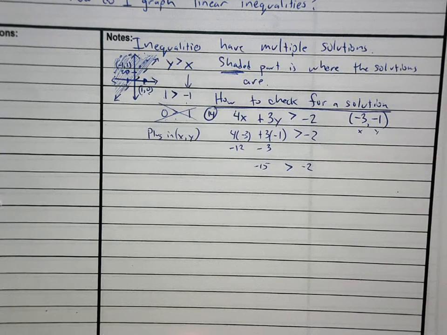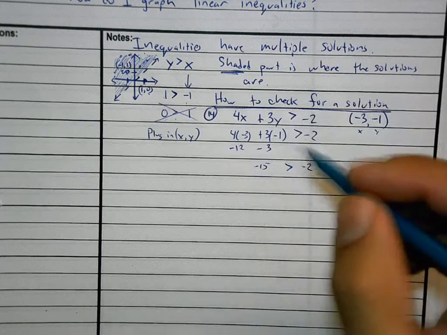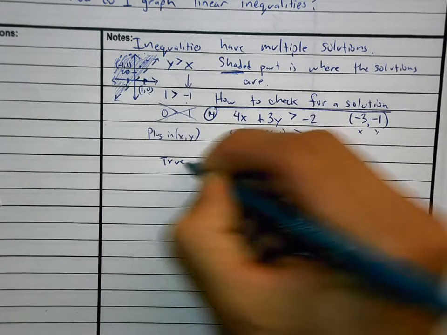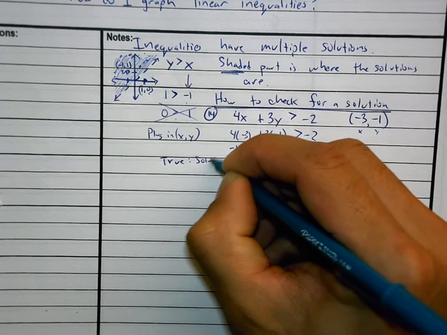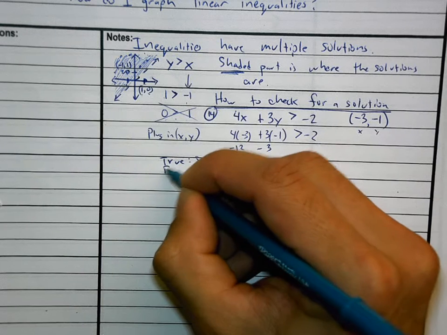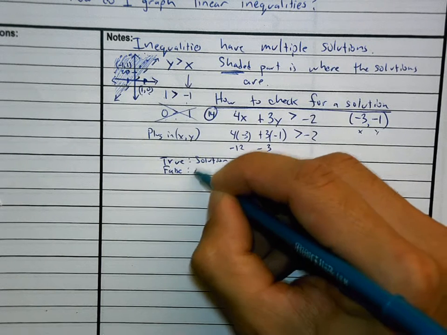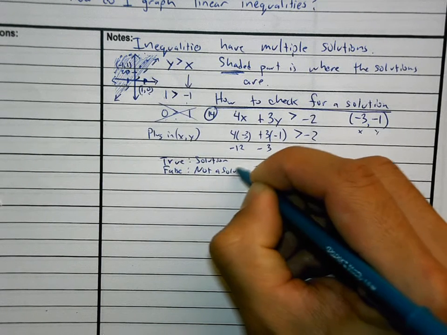And you are going to see if this is true, it's a solution. If it's false, it's not a solution. I'm going to write that down off to the side. True means it's a solution. It works. False means it's not a solution.